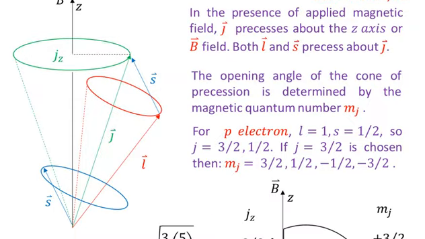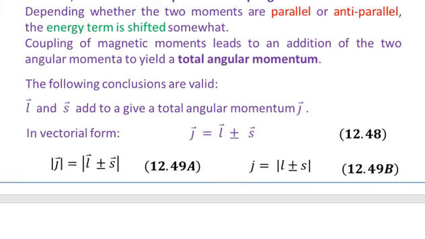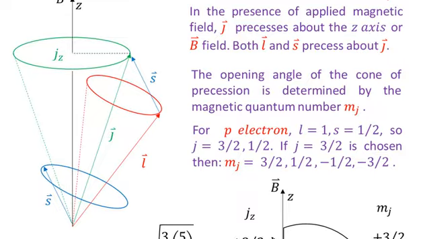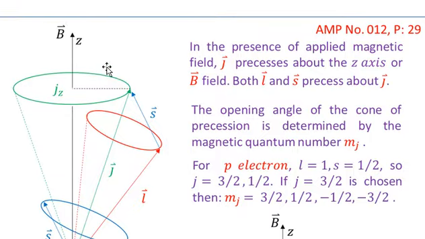So when you apply an external uniform magnetic field, what will happen? You will notice over here the green loop, which is at the tip of the total angular momentum vector J. When the vector J carries out its precessional motion about the magnetic field B, a loop is traced out, a cone is formed due to the precessional motion of the total angular momentum J of the atom about the magnetic field.